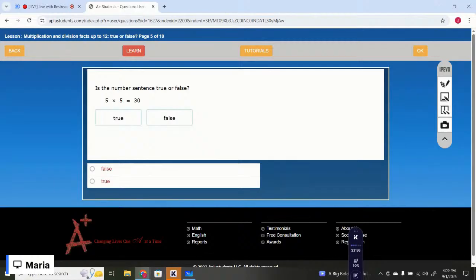5 times 5 equals 30. That is false because 5 times 5 equals 25 and 25 is not equal to 30. So false it is.